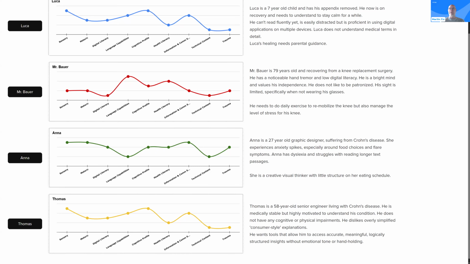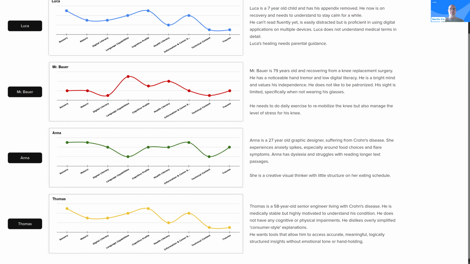Remember, Anna is a 27-year-old graphic designer, and she and Thomas share the same medical condition, which is Crohn's disease. Anna suffers from anxiety spikes when it comes to food. Will this food trigger a flare? Will this food trigger a medical condition worsening? And unfortunately, she also has dyslexia, so she needs short and crisp passages and a more visual interface.